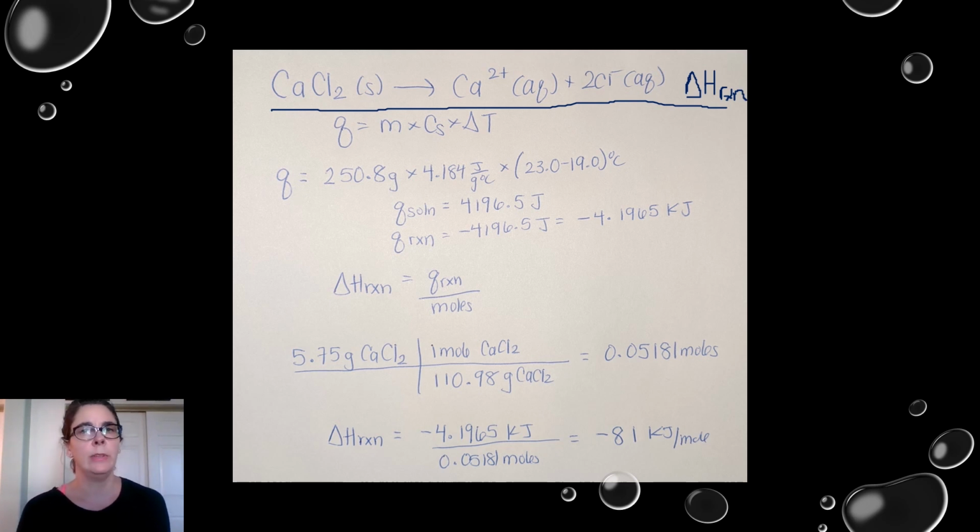Really the only formula we have to calculate Q is Q equals mc delta T. So we're going to utilize that. Q equals m, where m is mass. So this is the mass of our solution.